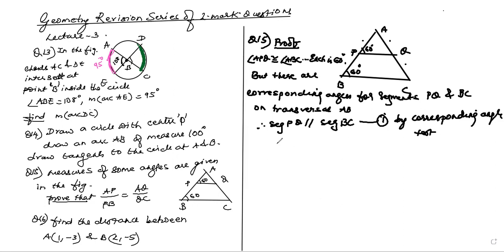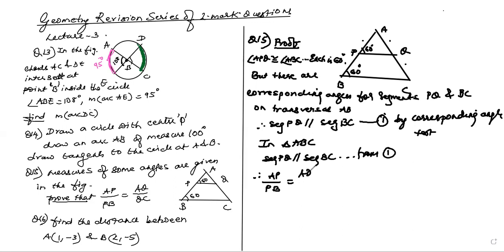Now please look at your triangle ABC, the easiest of the sums, okay? Segment PQ is parallel to segment BC from 1. But look, when a line is parallel to one side of a triangle and intersects the other two sides, it divides the two sides proportionally. Therefore AP upon PB equal AQ upon QC, by basic proportionality theorem. Such a simple question.